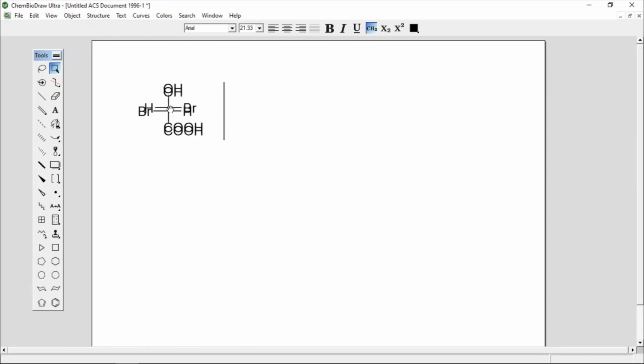What happened? OH overlaps on OH, then COH overlaps on COH, but there is a clash between hydrogen and Br. Here the hydrogen and bromine clash. So these are non-superimposable mirror images of each other. That's why this molecule is called enantiomer. Now did you understand what is enantiomer? Enantiomers are non-superimposable mirror images of each other.